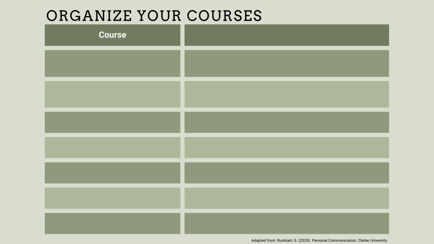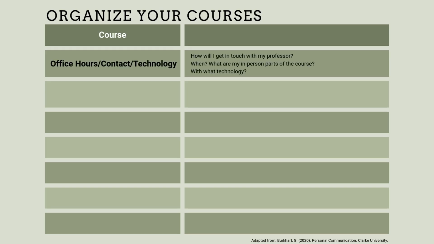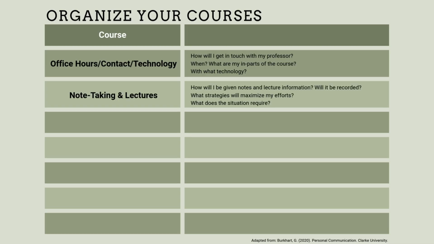The best way to set yourself up for success in an online course is to keep yourself organized. This means looking at each class and creating an individualized plan for each one. Looking at things such as office hours, contact information, and technology. This way you can answer key questions like, how will I get in touch with my professor? When? What are my in-person parts of the course? With what technology?